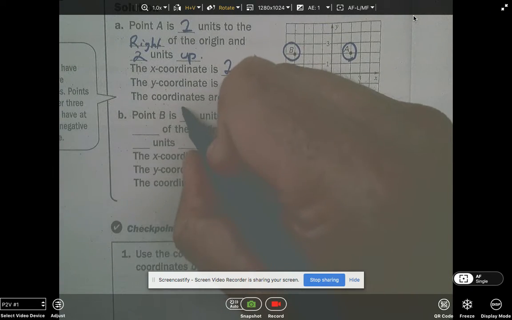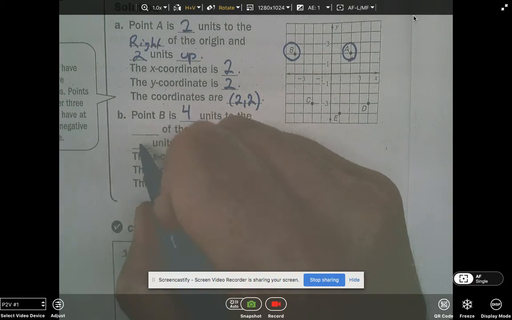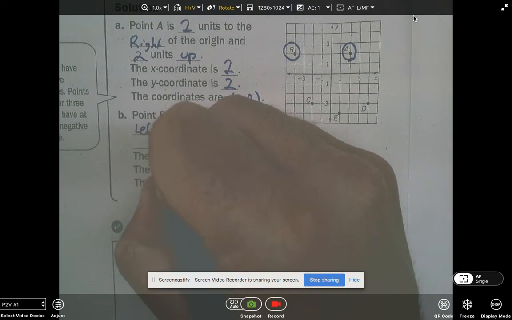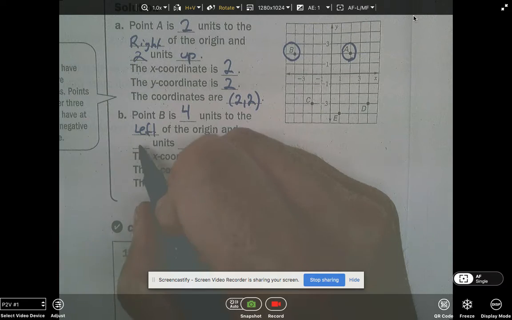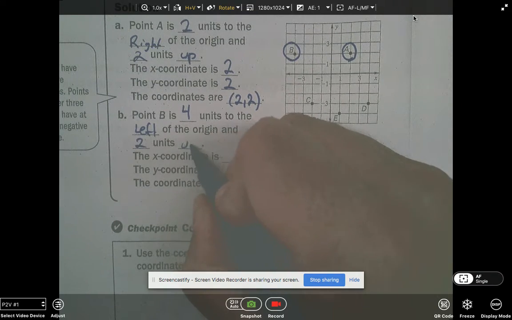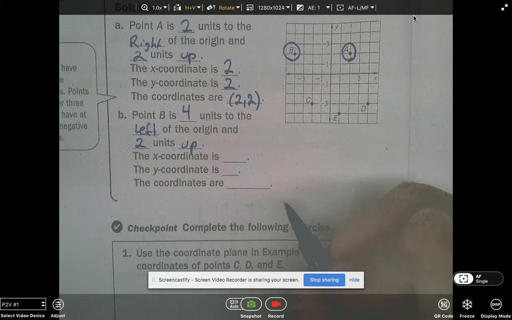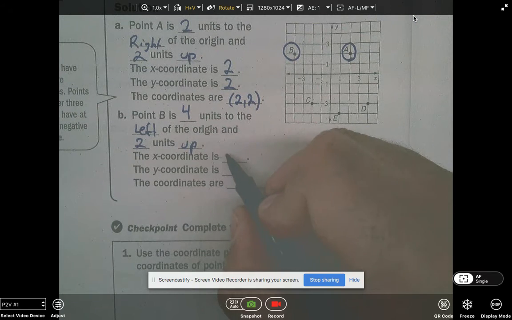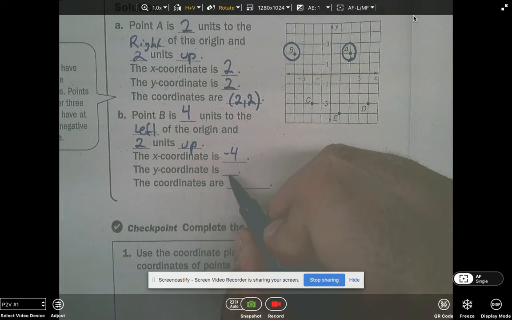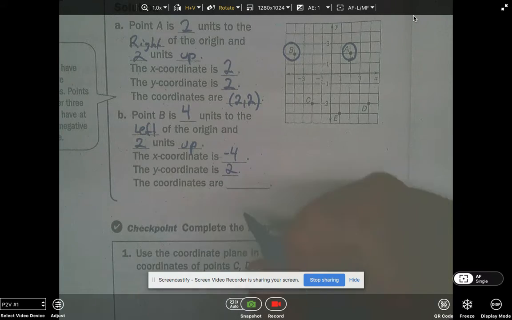Hopefully you said 4 units to the left of the origin and 2 units up. So the x coordinate is -4, the y coordinate is 2. Can someone tell me how to write that as an ordered pair?